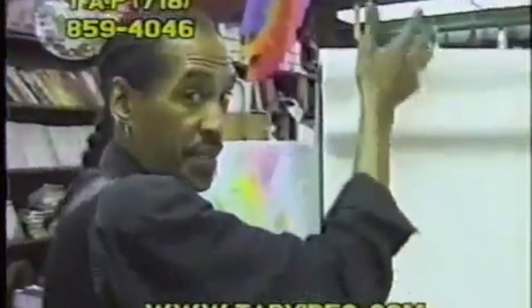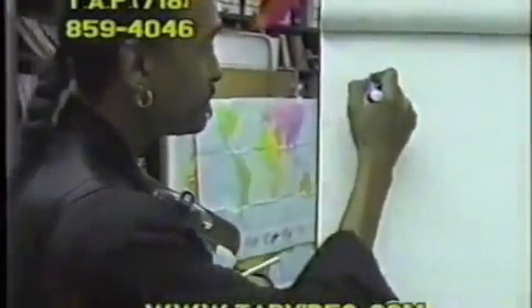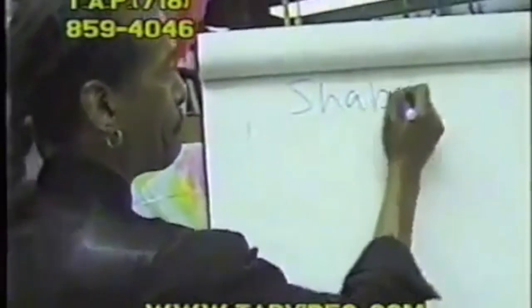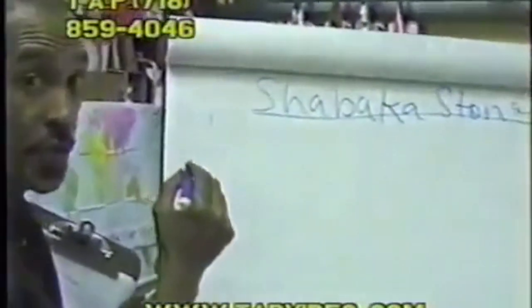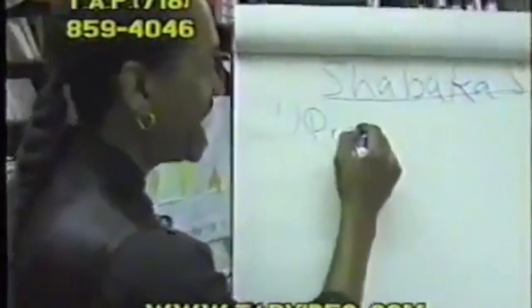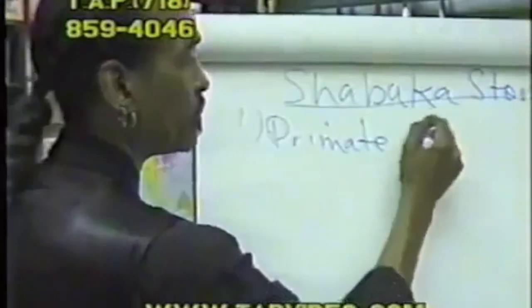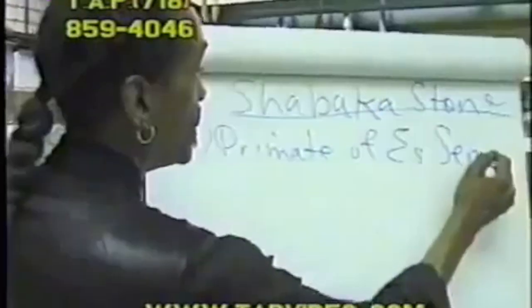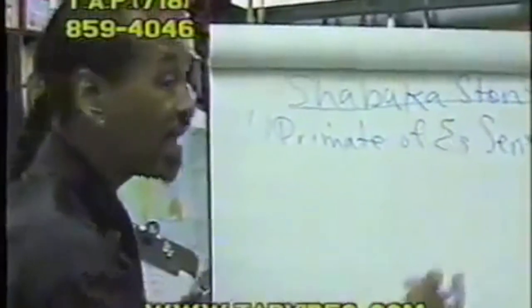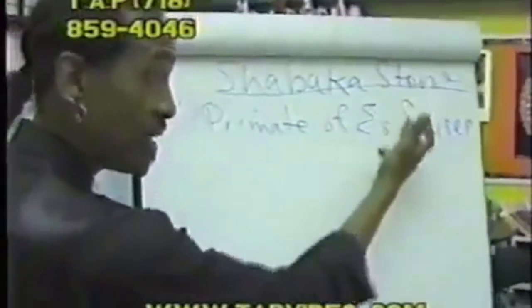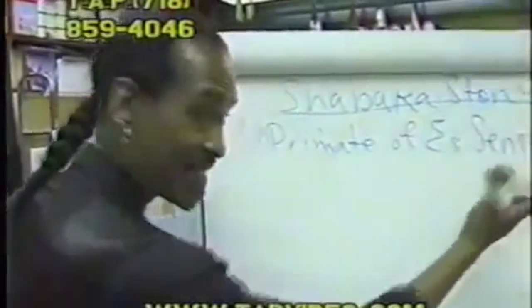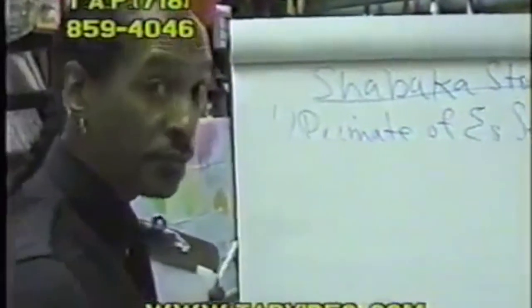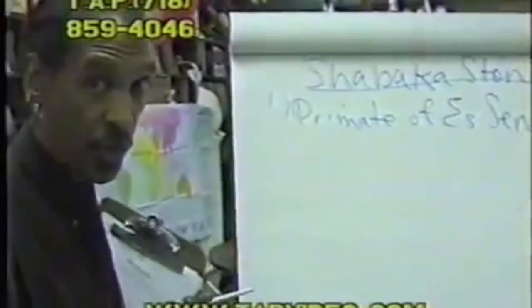Now, the Shabaka stone has three philosophies. The first philosophy, this is the Shabaka stone. The first philosophy of the Shabaka stone is called the primate of the essences. This is the privilege that I take to do this. Essences, of course, are spelled with a C. There's always a smaller S, but I tend to do this because I want to get the sense of an essence, that there's a sense, and that the primate is the first, the origin, the beginnings of everything and all.